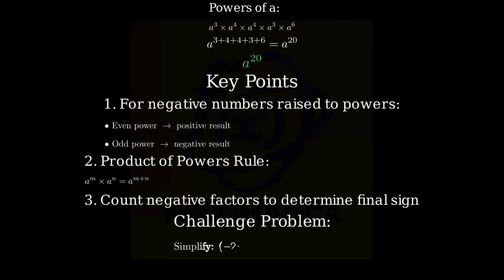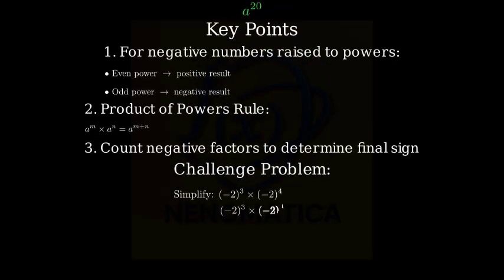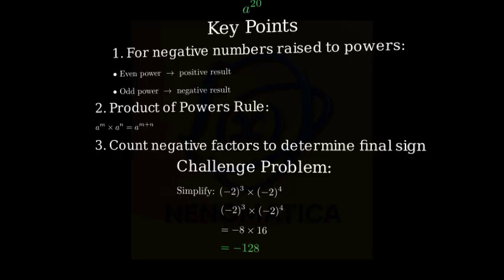As a challenge, try this problem on your own. Simplify -2 cubed times -2 to the fourth power. Pause the video, solve it, and then continue to check your answer. The answer is -32. Great job if you got it right.